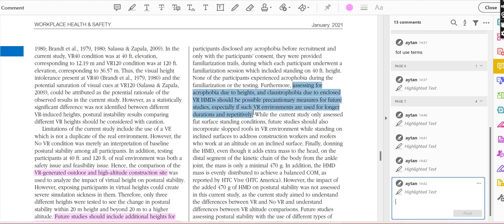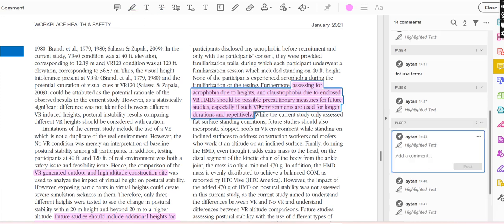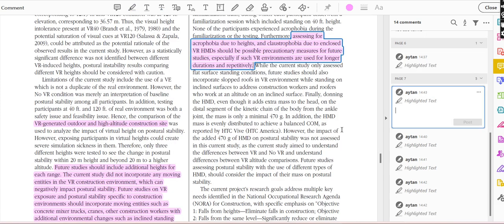While the current study only assessed flat surface standing conditions, future studies should also incorporate sloped roofs in VR environments while standing on inclined surfaces to address construction workers and roofers who work at an altitude on an inclined surface.